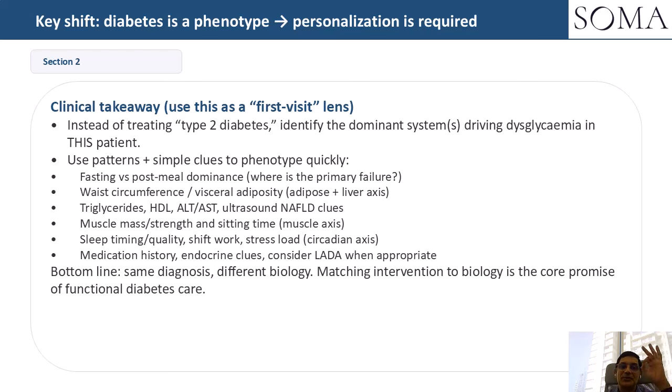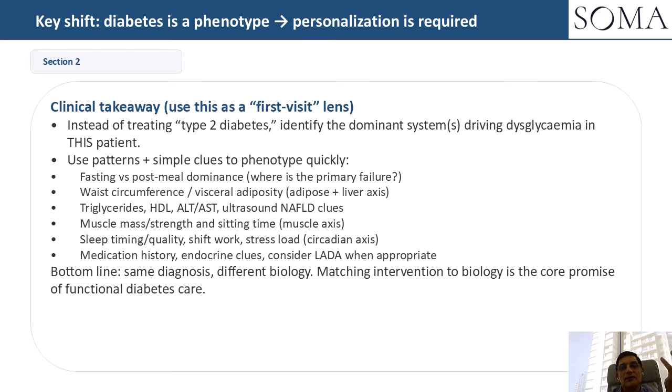That is why phenotyping becomes a core skill. You start asking questions like, is glucose high or are post meal spikes dominant? Is fasting insulin high or low relative to glucose? Are triglycerides high and HDL low, suggesting hepatic insulin resistance? Is ALT, SGPT elevated or ultrasound showing any fatty liver?